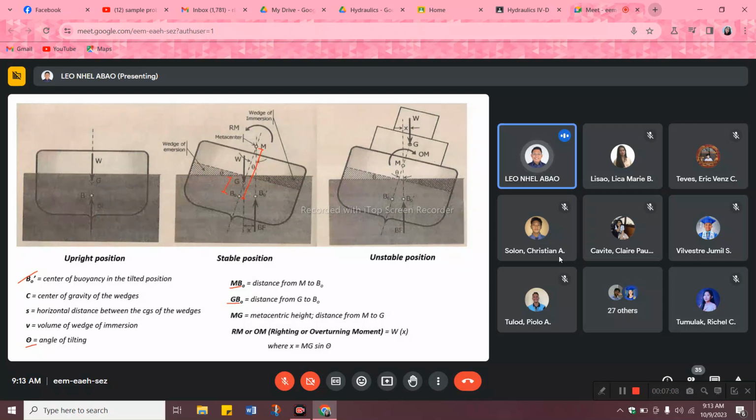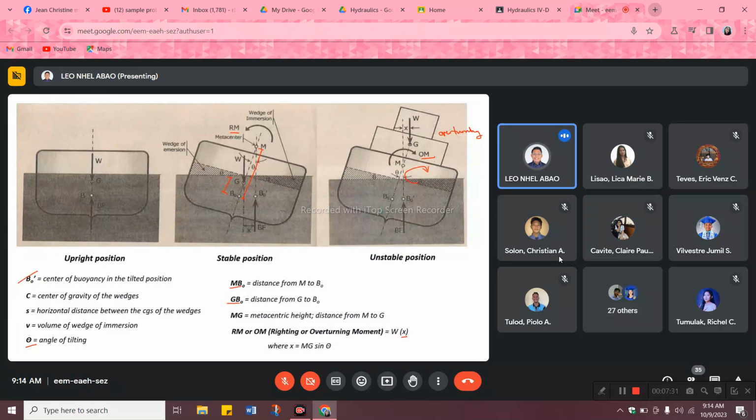Pertaining to the moment, we have two. It could be a righting moment. This is what we call the overturning moment. Overturning meaning it overturns, it capsizes, no? So we say overturning moment. This is calculated as W times X, where X is the moment arm.